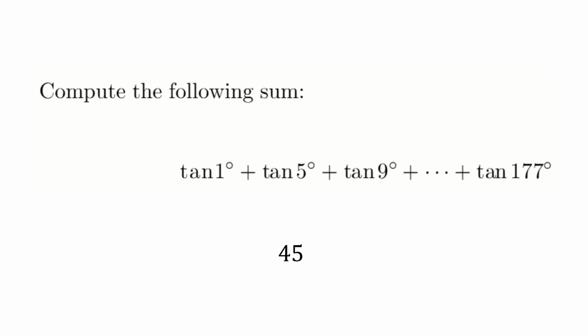So our question was, compute the following sum: tan of 1 degree plus tan of 5 degrees plus tan of 9 degrees, so on, up till tan of 177 degrees. The answer to this question is 45. The sum of the series is 45.